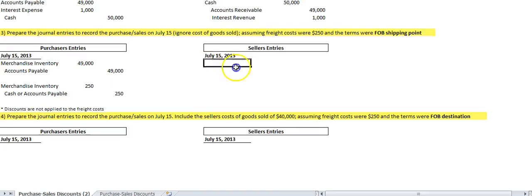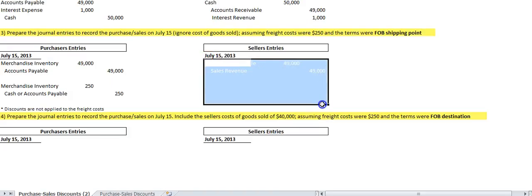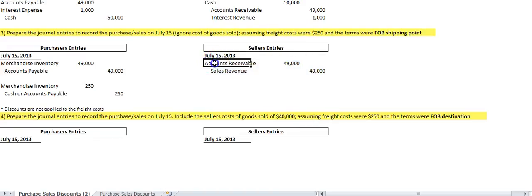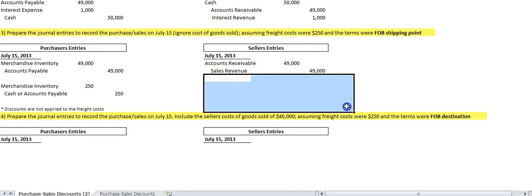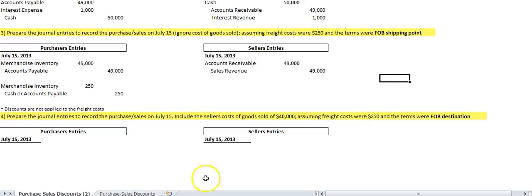Okay, so let's see what the seller's entry would be here. Well, I'm assuming the seller's entry would be the same as what we had prior, right? Accounts receivable $49,000 and sales revenue $49,000. It's free on board shipping point, so the seller has nothing to do with the freight costs, and so there's no booking of freight costs here. Okay, now let's prepare the journal entries to record the purchase and sale on July 15. Include seller's cost of goods sold. So we want to include the cost of goods sold, the full entry.